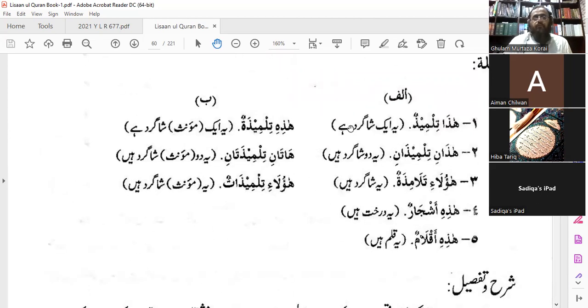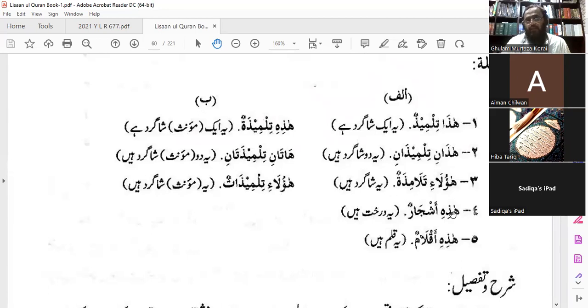So, brothers and sisters, you can see that hada tilmidun, hada is for mufrad mudhakkar. Hadani for muthanna mudhakkar, like hadani tilmidani. Haulai for jama mudhakkar, haulai talamidatun. Now, please let me tell you that after hada you must have mufrad mudhakkar, not muthanna. After hadani only muthanna mudhakkar, and after haulai either jama mudhakkar or jama muannas, right?